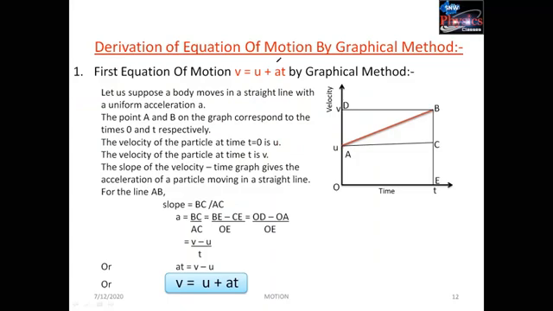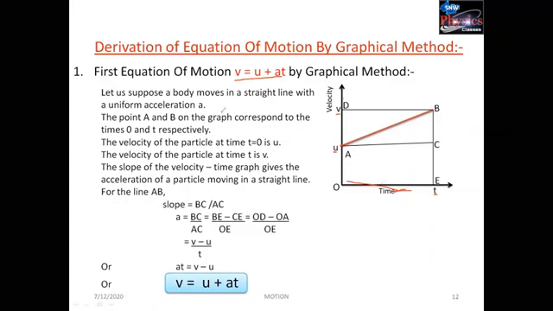Now let us derive the equations of motion by graphical method. We already know that the first equation of motion is v equal to u plus at. So before its derivation, let us understand what the graph is saying. Here we have considered a body which is traveling from point A to B. यहाँ हम लोगों ने एक ऑब्जेक्ट या बॉडी को रखा है जो पॉइंट A से B की तरफ ट्रैवल कर रहा है, and its initial velocity is u, final velocity is v, and the time taken while traveling from A to B is t.